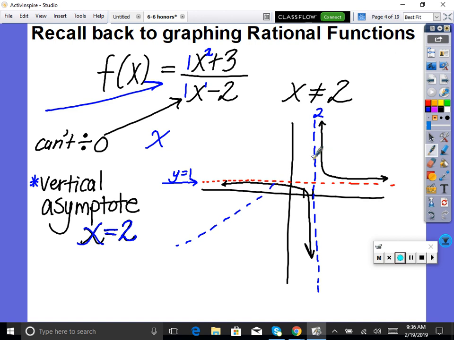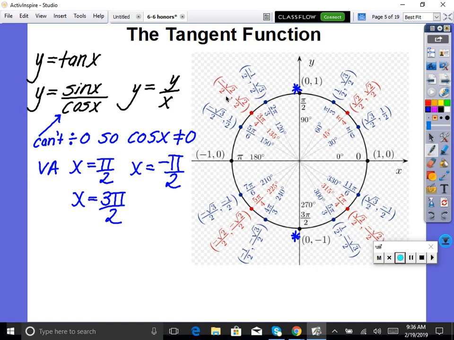Now we're only going to see vertical asymptotes today because, just a reminder, we're starting out with graphing tangent. Everybody write this down. y equals tangent of x. We are technically graphing y equals sine of x divided by cosine of x. Because we're dealing with fractions, we can't divide by 0. Therefore, tangent will have vertical asymptotes in certain places.